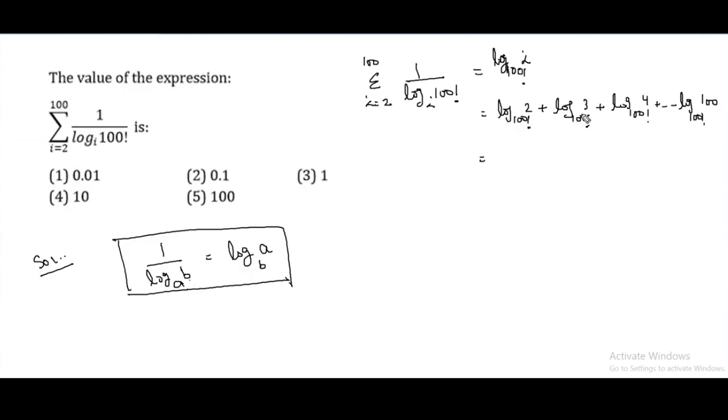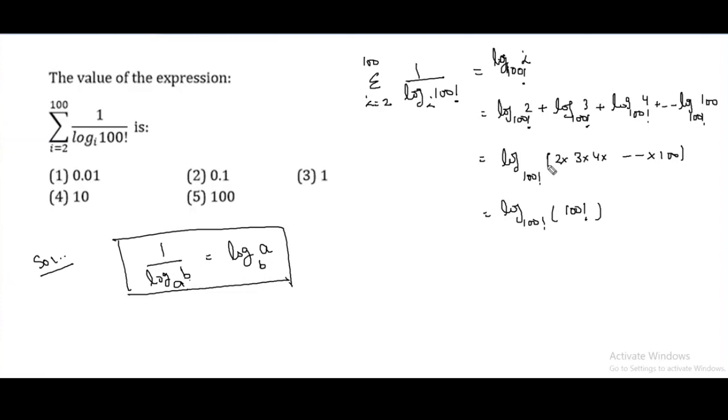Now again, if you know log a plus log b plus log c till log 100, it is nothing but the product of all the values. So it is the product of 2 into 3 into 4 till 100. So what is that product? That product is nothing, it is 100 factorial. 1 is missing. Even if I introduce 1, it is not going to affect my product. The product still remains the same.